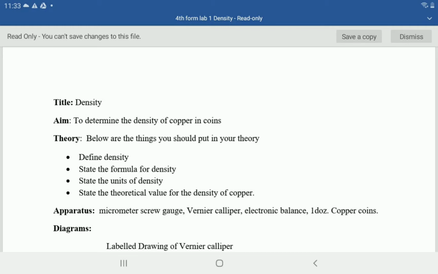So we'll be looking at the density of some copper coins. Our title of the lab is density, and the aim is to determine the density of the copper coin. That is important because that should be answered in your aim: the density of the copper coin. Some of our instruments are the micrometer screw gauge, the vernier caliper, and the electronic balance.